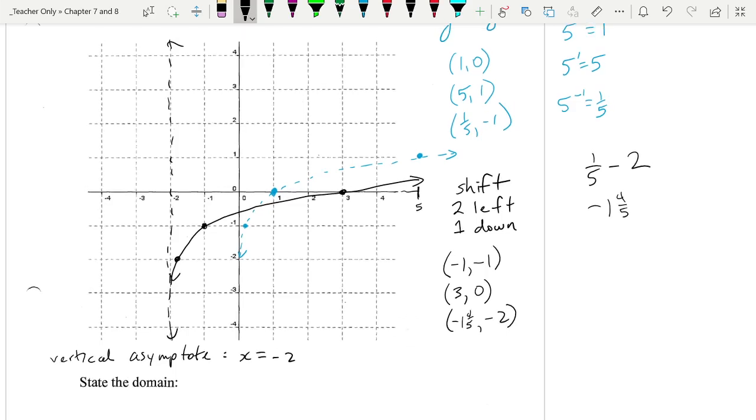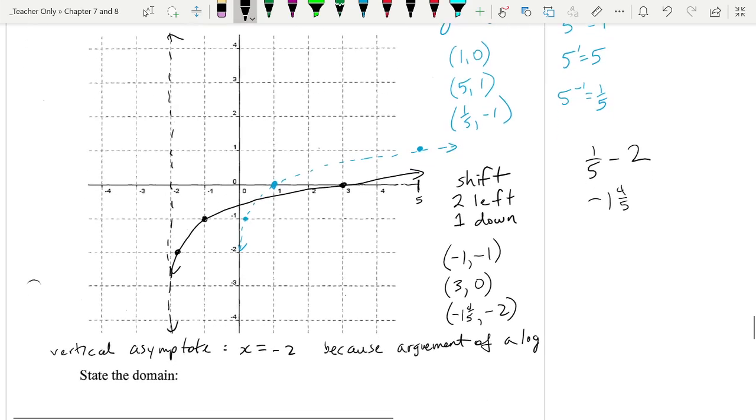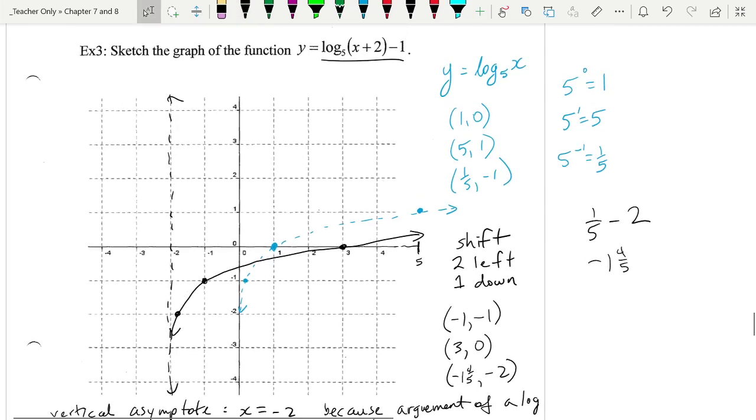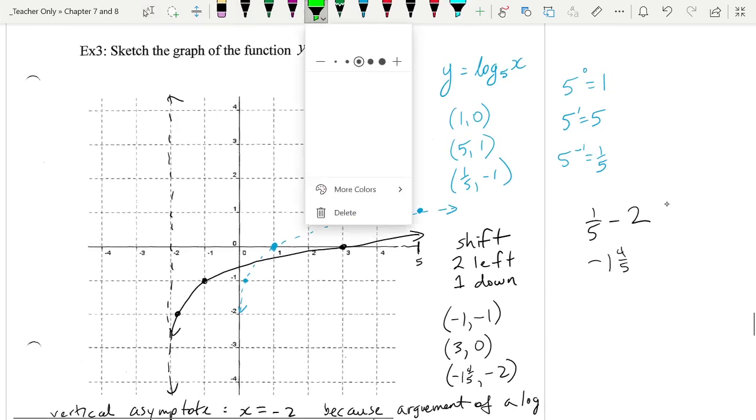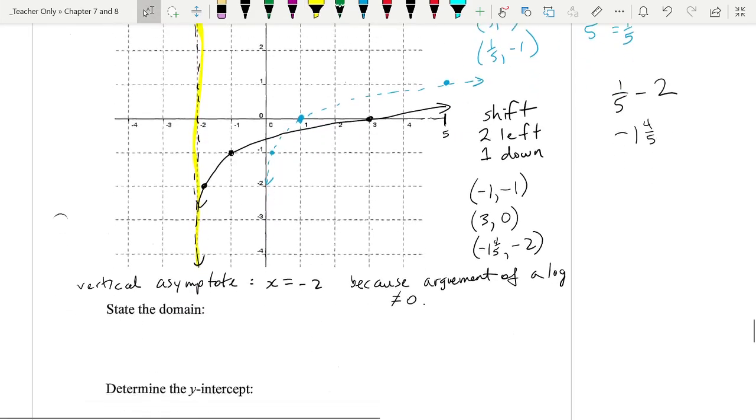And how do you know, just looking at the equation, that you have a vertical asymptote of negative 2? Remember that the argument of a log cannot equal 0. So that means that this thing here can't be 0. Get it? That's why x can't be negative 2. That's why I have this asymptote. Isn't that cool? So that's how these graphs work.